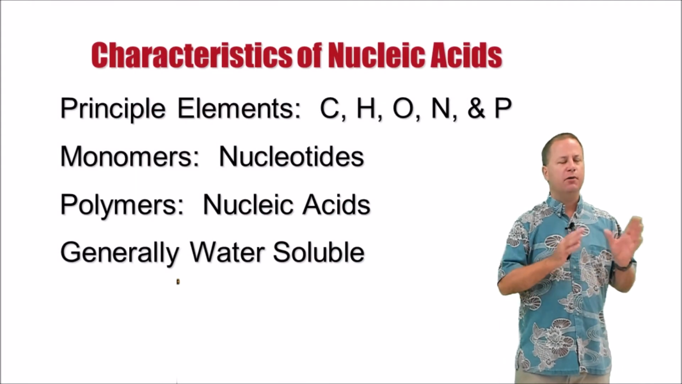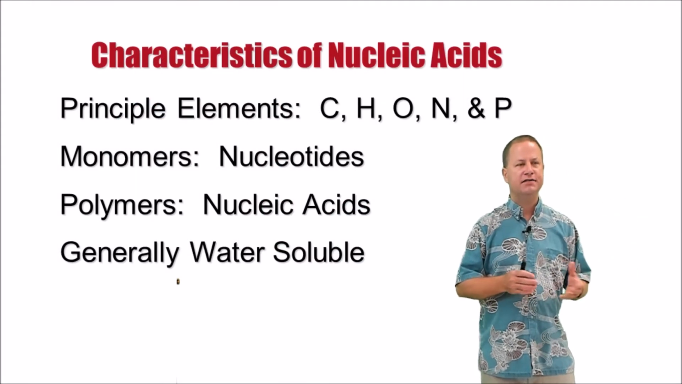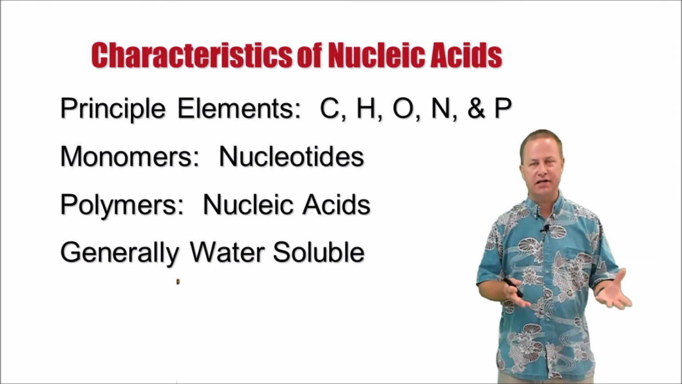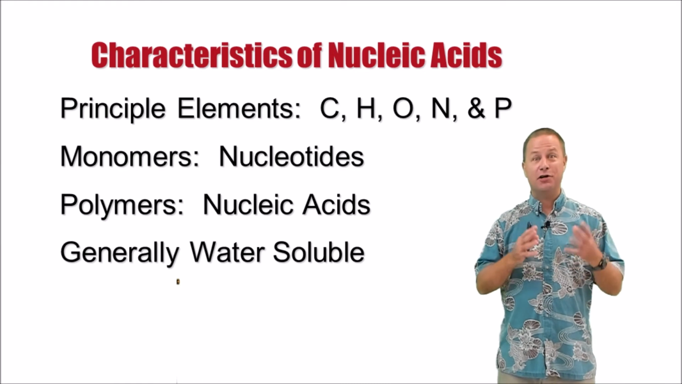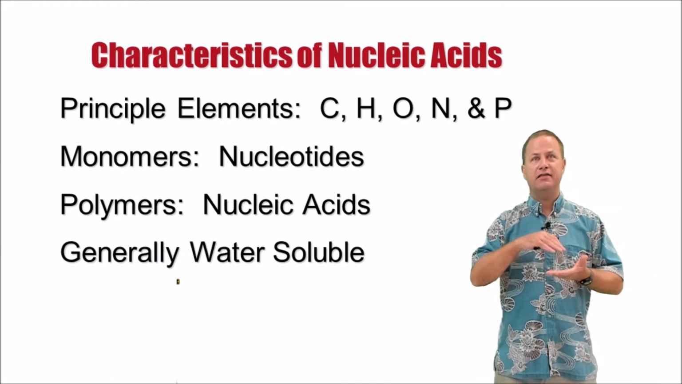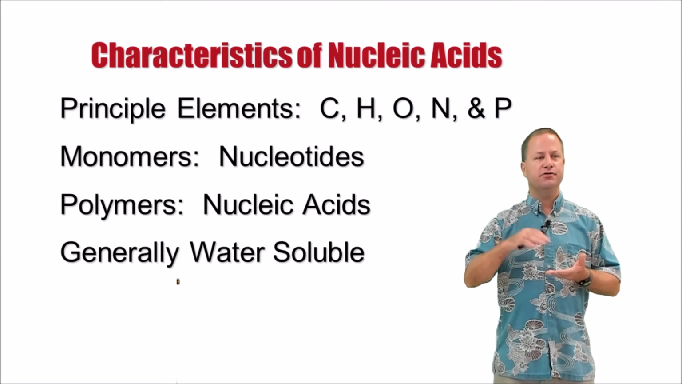Okay, our last group of molecules here are called nucleic acids, and nucleic acids, as the name implies, are generally found in the nucleus of the cell. The nucleus, as we're going to find out, is the control center of the cell, and it's also the site where we generate the recipes which are used to produce proteins.